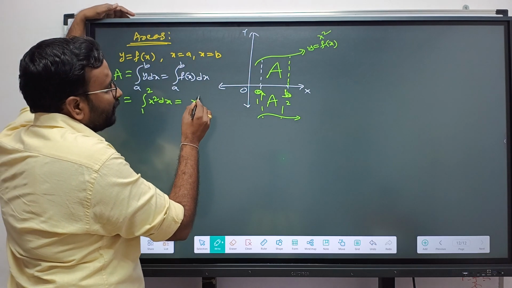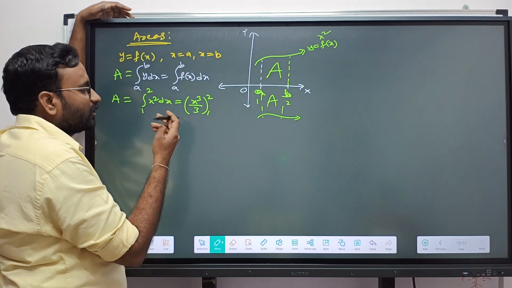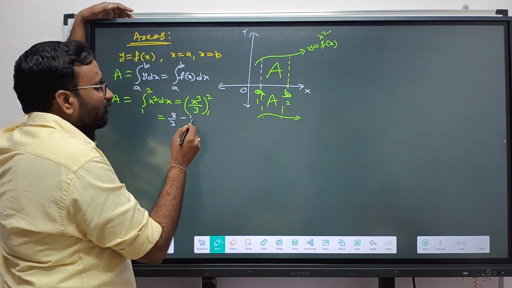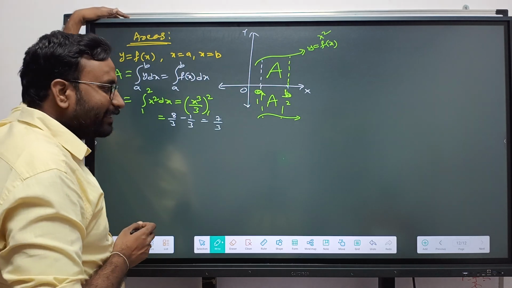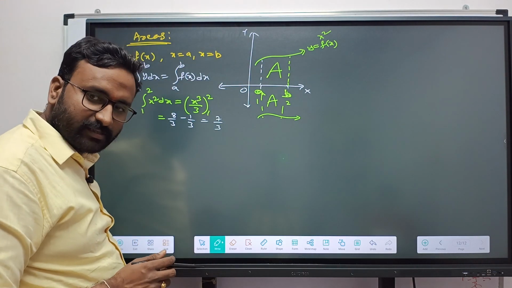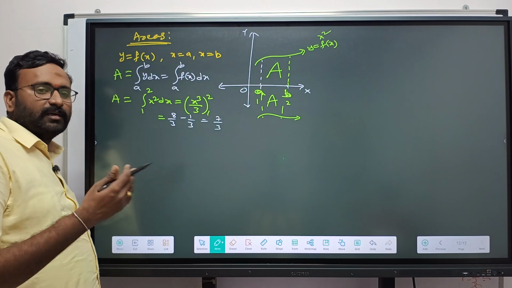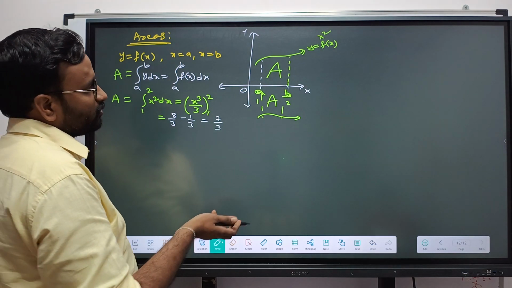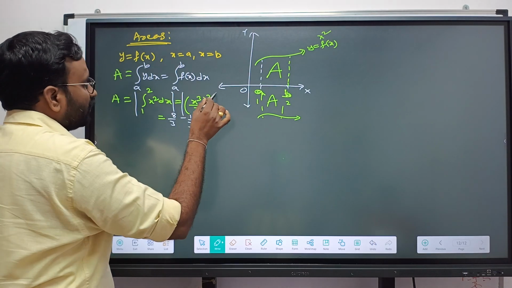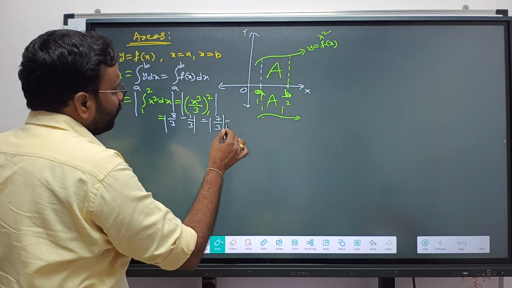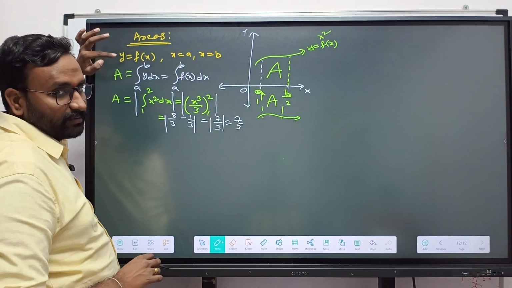Integration of x square is x cube by 3, from 1 to 2. Substitute the upper limit first: 2 cube is 8 by 3, minus 1 by 3, which is equal to 7 by 3 units, the area with the x-axis from a to b. Understand? This is the process to find the area of a curve with the x-axis from lower limit to upper limit. If it is in the negative quadrant, just apply mod, and you will get a positive value. So this is the area of a curve with the x-axis.